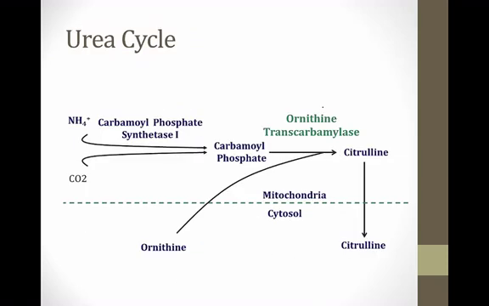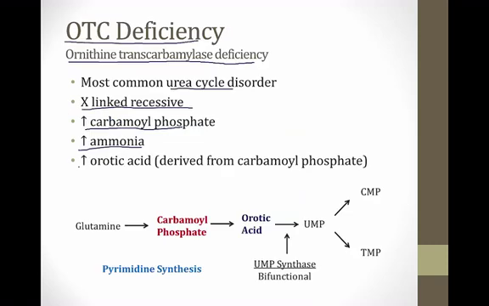If we go back to this slide here, ornithine transcarbamylase is dysfunctional in an OTC deficiency. As a result, the level of carbamoyl phosphate will rise, and in addition, the level of ammonia will rise. An additional problem these children have is high levels of orotic acid in the plasma. Why is this the case?